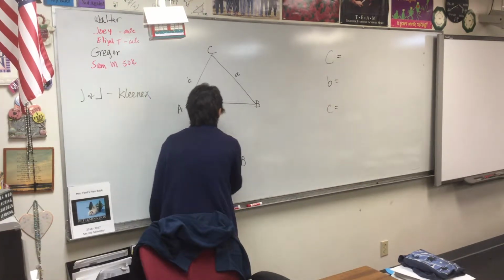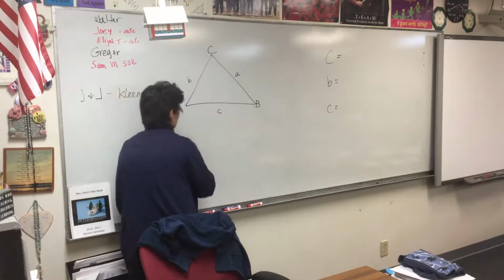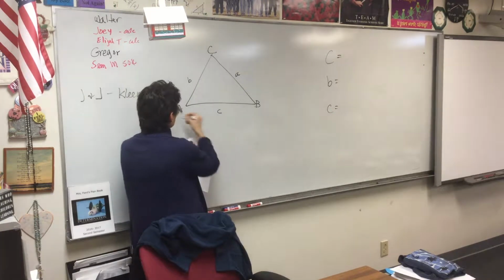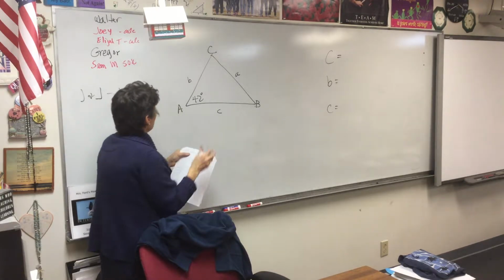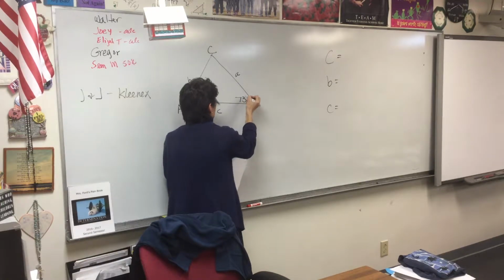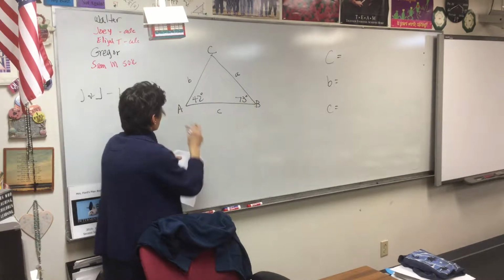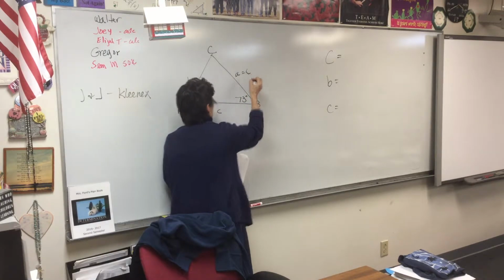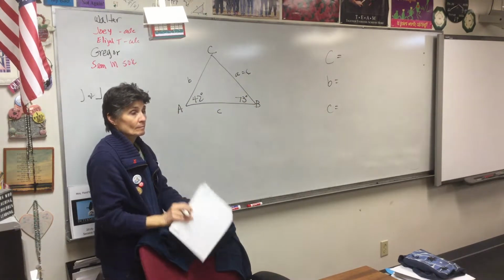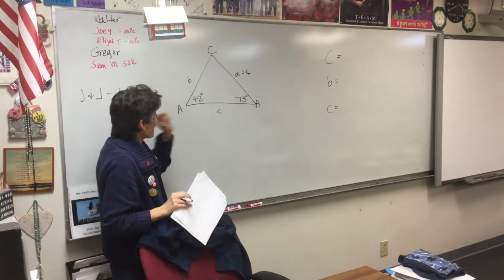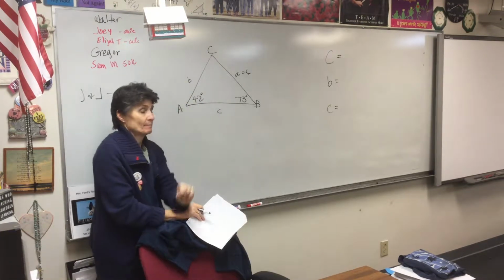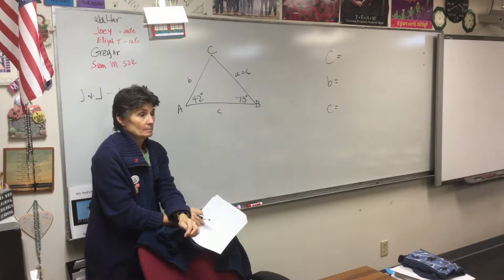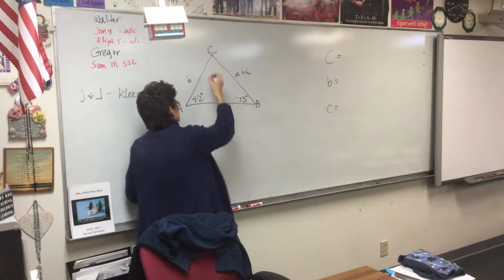So here we go. I'm going with this picture right here. I have been told that big A is 42 degrees, big B is 73 degrees, and little a is 6. So I have been asked to find big C, little b. So big C is 65? Big C is 65 degrees.